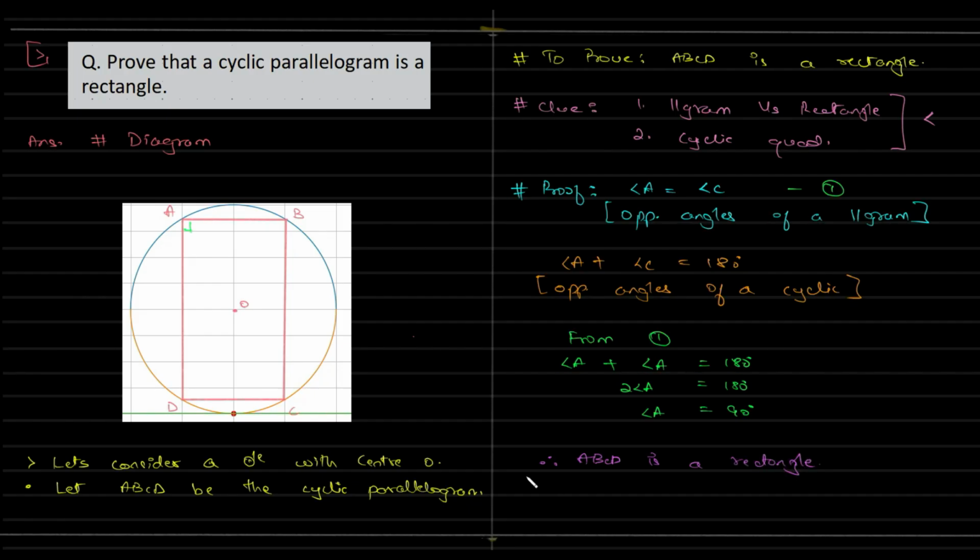Why is that? Because one of the angles of the parallelogram is 90 degrees, which makes it a rectangle, and that's your proof.